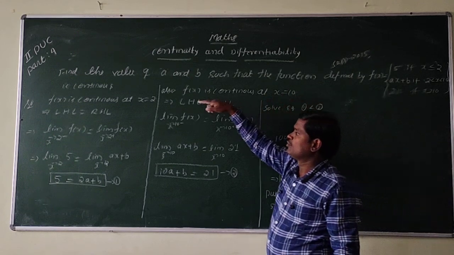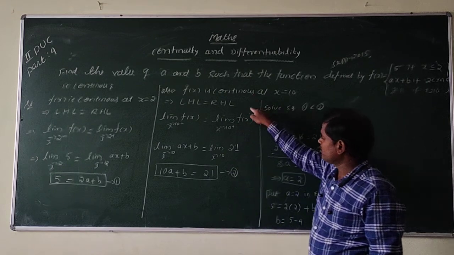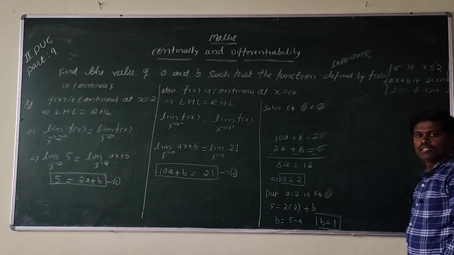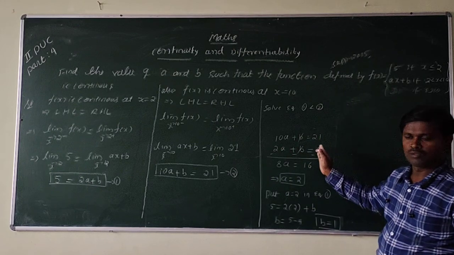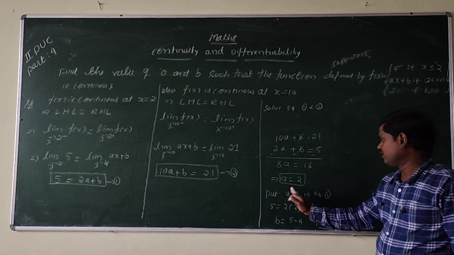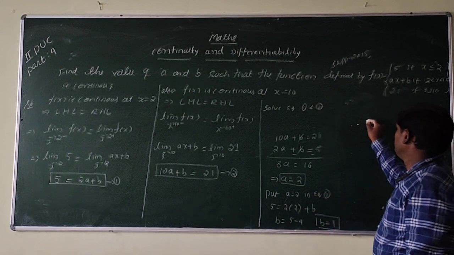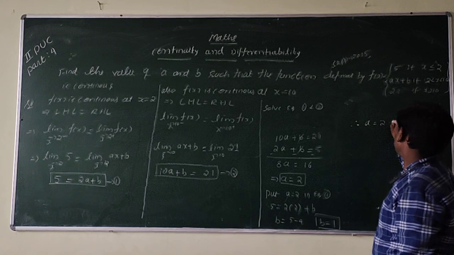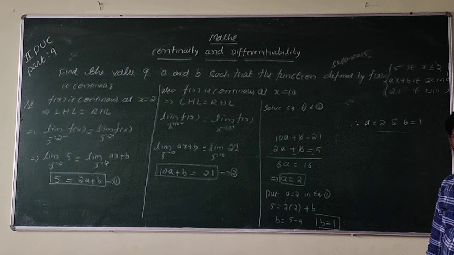By using the first one we get equation number 1, and by using the second one we get equation number 2. We need to find the value of a, so we solve equations 1 and 2 and get a. Then put the value of a in any one of the equations and we get the value of b. Therefore a is equal to 2 and b is equal to 1 are the required values.